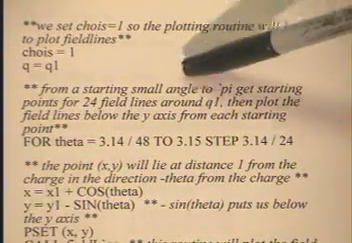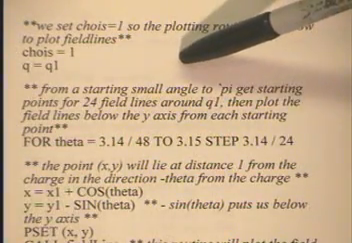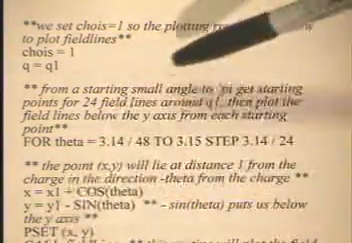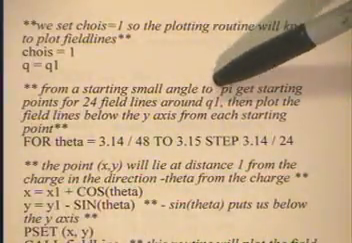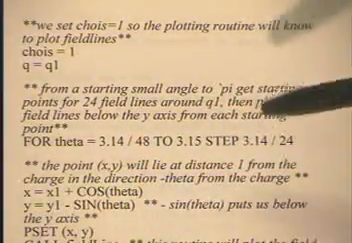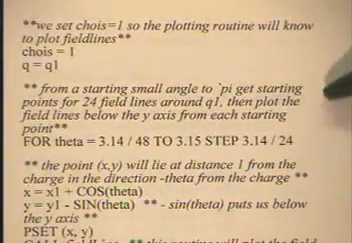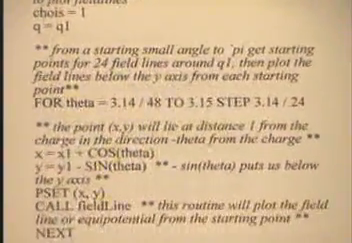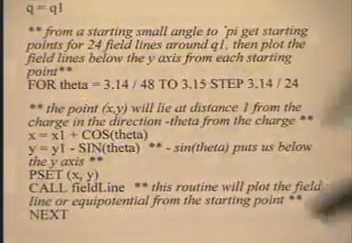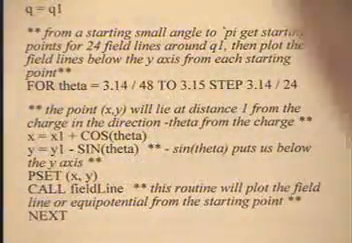As we circle around that point, we're going to plot a point, and then we're going to plot the field line that comes out of that point. Then we circle a little further, plot a point, plot its field line. So we just circle around the point and plot field lines as we circle around the point. And that's really all that goes on here. We use a little trigonometry.